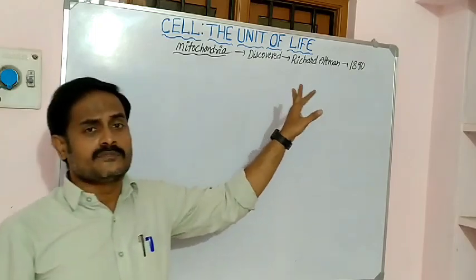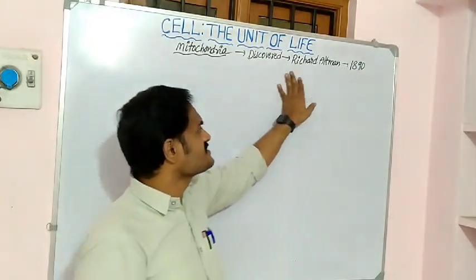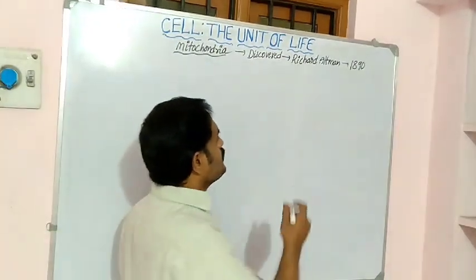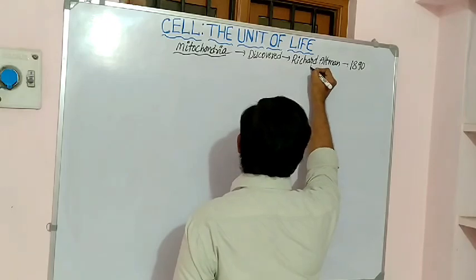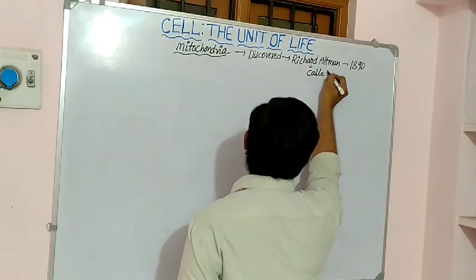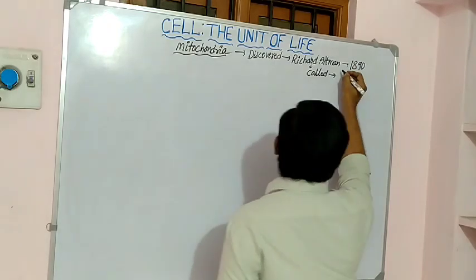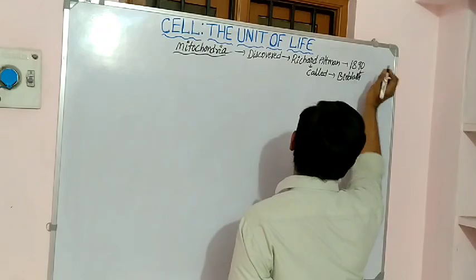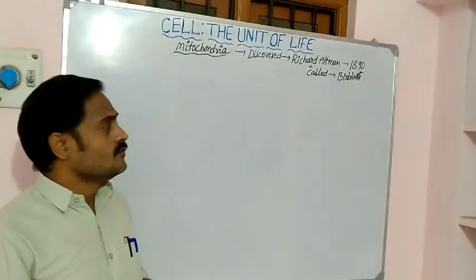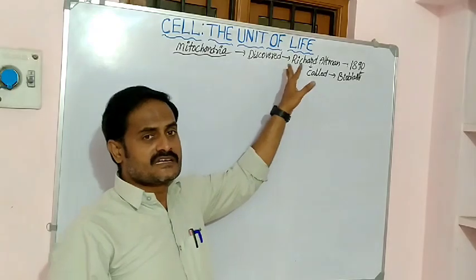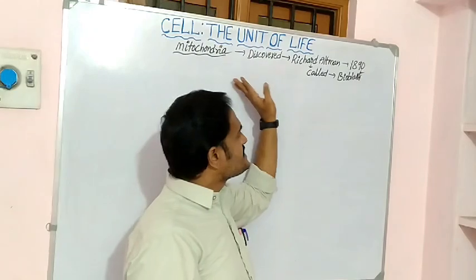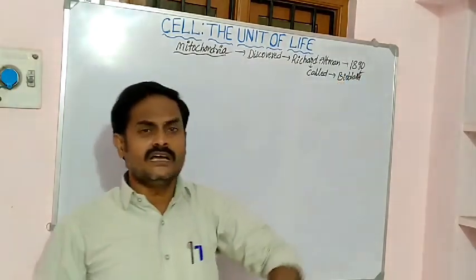During this time he did not give the name mitochondria. The cell organelle was not at all given this name mitochondria. So during that period he called this organelle bioblasts. Bioblasts. Remember. So when the mitochondria was discovered by Richard Altman, at that time he gave this cell organelle a name. That name is called what?